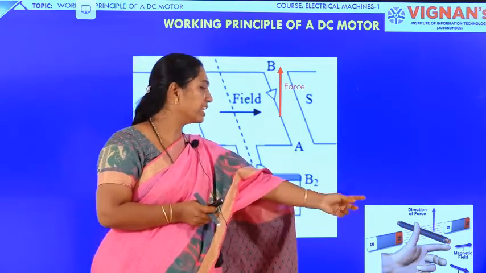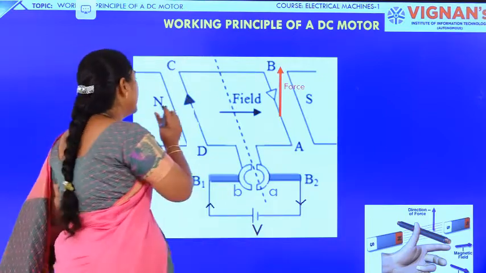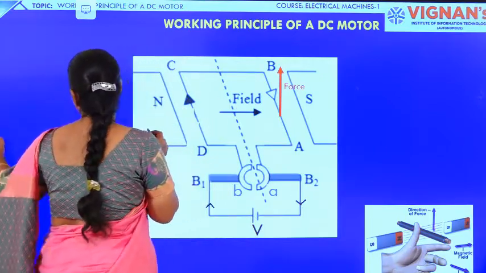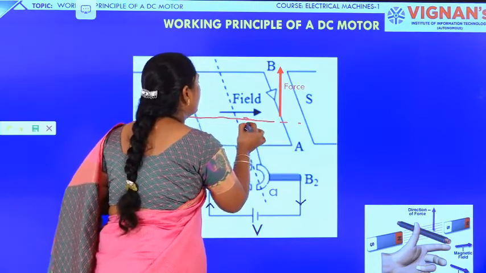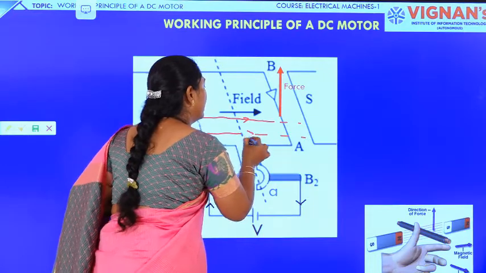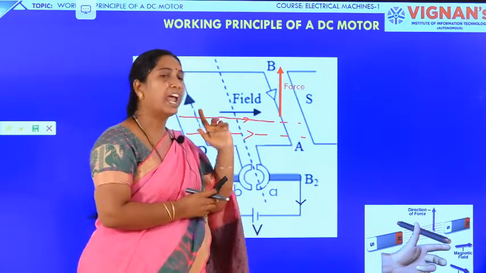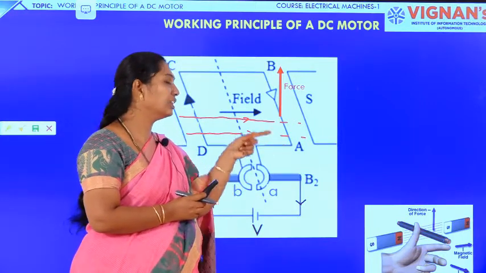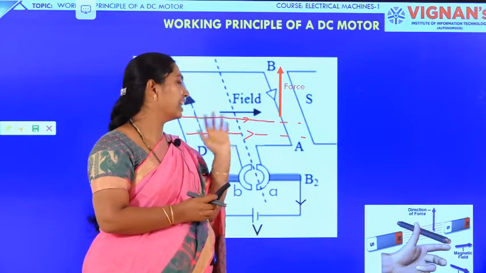Here we place the forefinger along the direction of the magnetic field, and here the direction of the magnetic field is from north pole to south pole. We place the forefinger along the direction of the magnetic field.